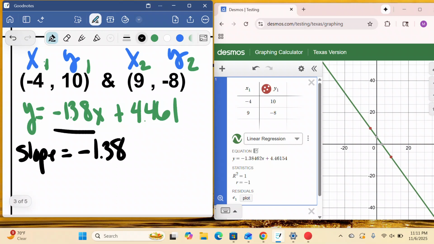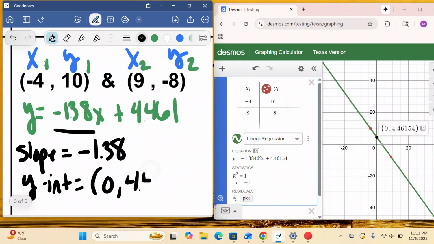If I find my y-intercept, all I have to do is click on here, and it gives me my y-intercept. So I'm going to write down y-intercept equals 0 comma 4.4615, close parentheses. So that is my y-intercept.